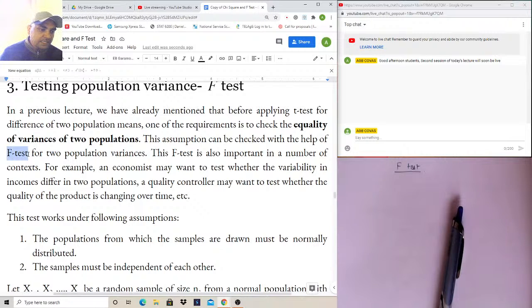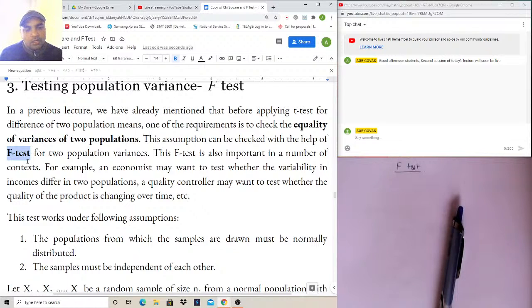The other basic difference you can see between the chi-square test and this test is that there only one sample is given, and you are comparing with a predefined or hypothetical value of the variance. But in the case of the F-test, you are comparing two population variances. It is a prerequisite before you can go for the t-test. If it is not given that there is equality of variances, you have to conduct the F-test first, and if you find that the two populations are equal in variances, only then can you apply the t-test.